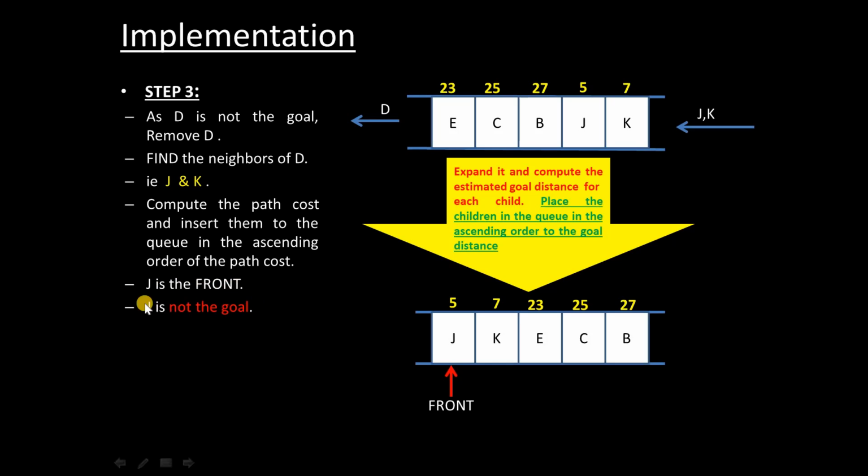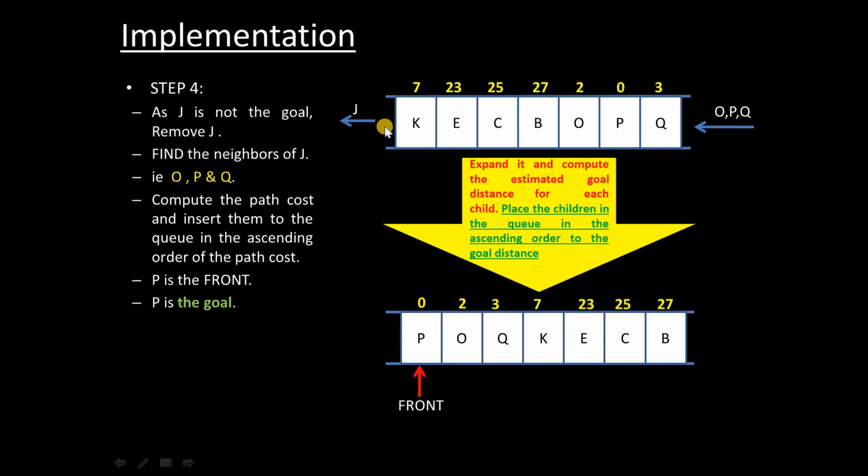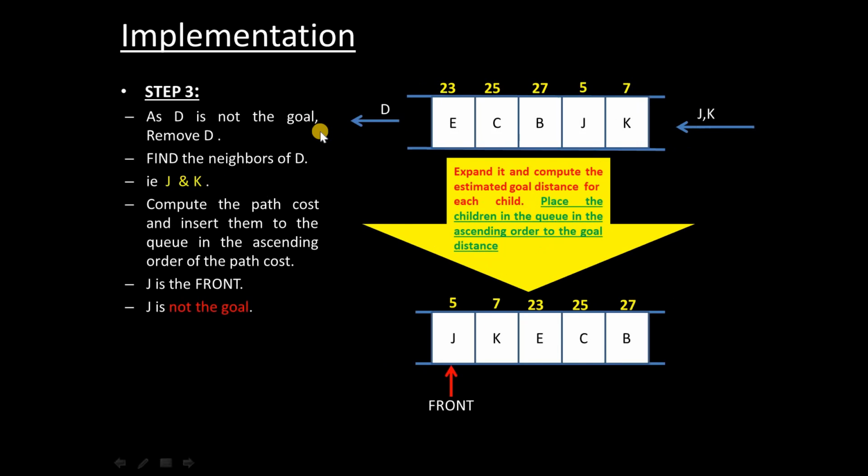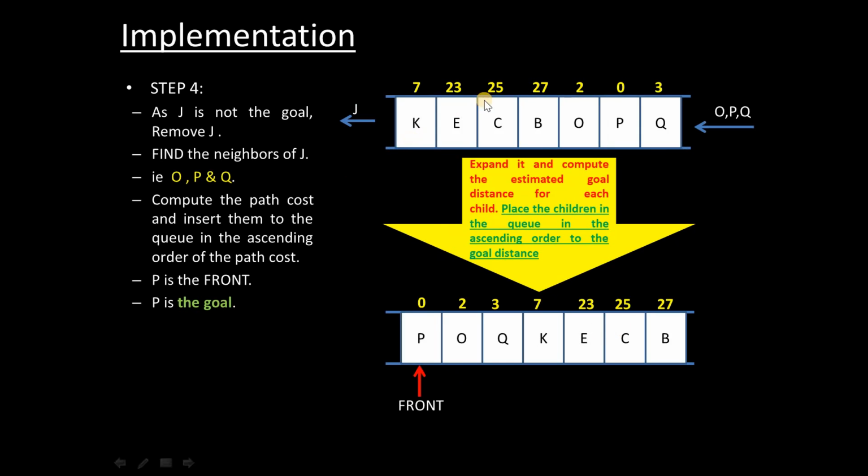No. So J is the friend, J is not the goal. What we have to do? Remove J. Remove J and insert whom? The children of J. See what happens. So we have removed J. K, E, C, B are there. And we are inserting whom? The child nodes of J. Okay, the neighbors of J.